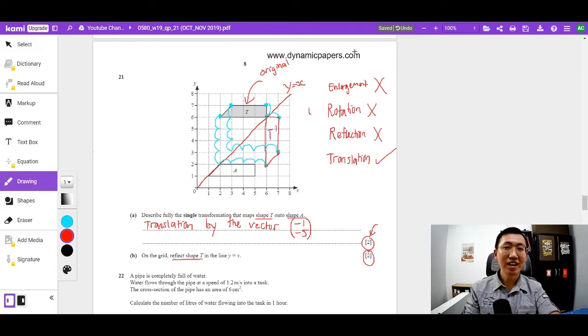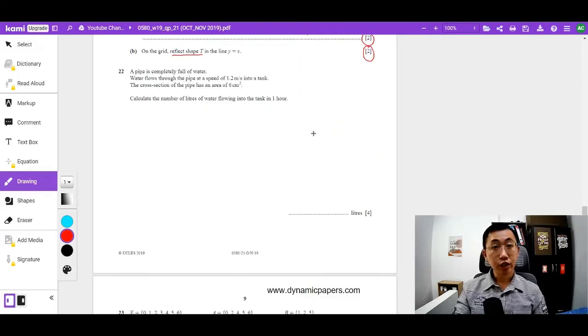Okay, 21 done. Okay, we are doing question 22 and this is a tough one for this particular paper. Okay, so let's observe. It's a 4 marks question and you need to expect it's definitely a lot of things to do, right? So let's read the question. A pipe is completely full of water. Water flows through the pipe at a speed of 1.2 meters per second into a tank. The cross section of the pipe has an area of 6 centimeters squared. Calculate the number of liters of water flowing into the tank in 1 hour.